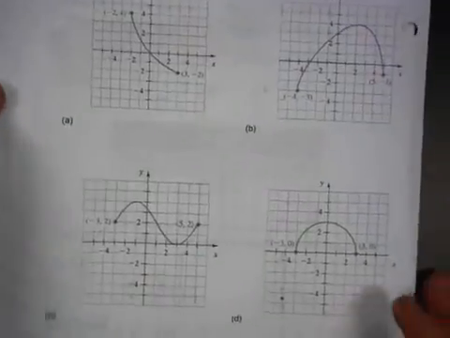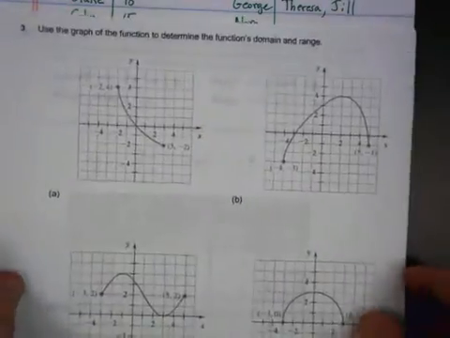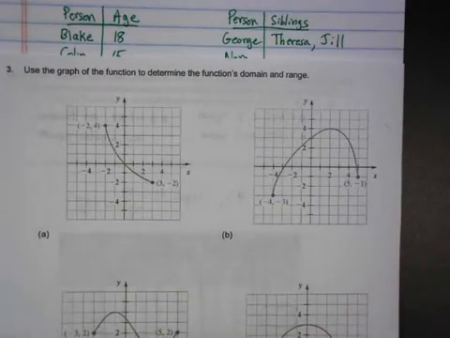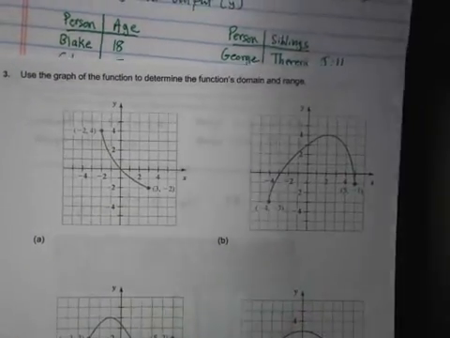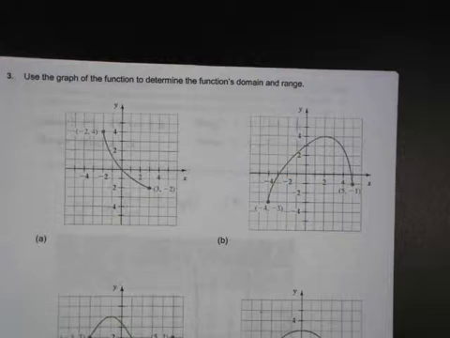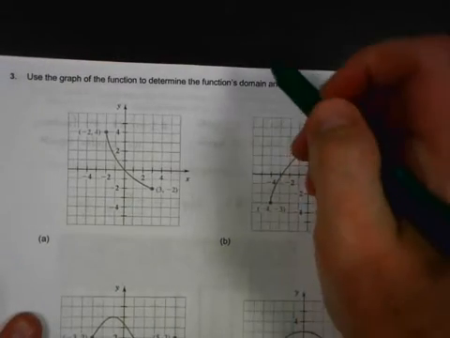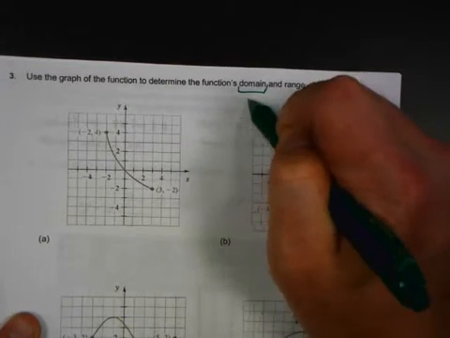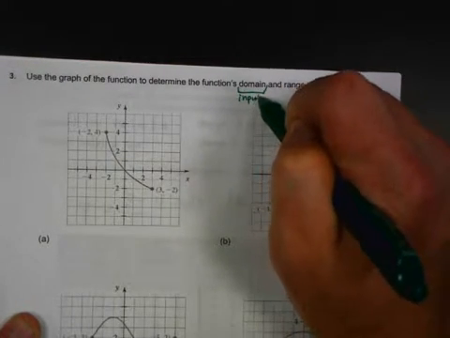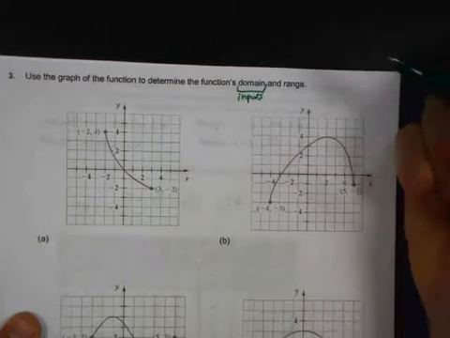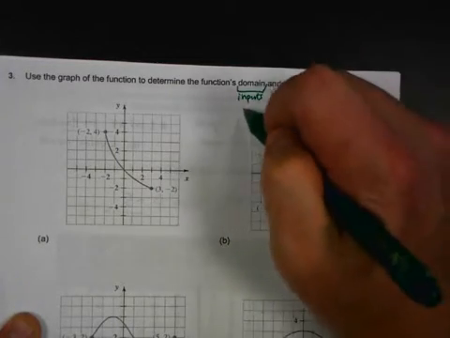Anybody even know what domain means? Where it lives? Where it lives, that's kind of true. Can you be more specific? Quadrant? No, not the quadrant. Domain is a fancy word for the inputs, which is a fancy word for X. X values.